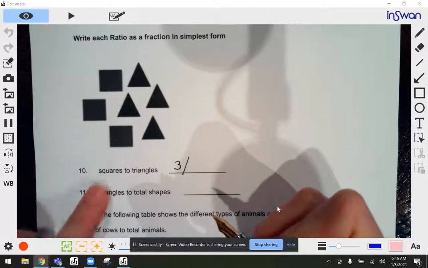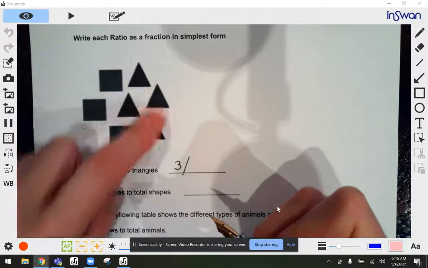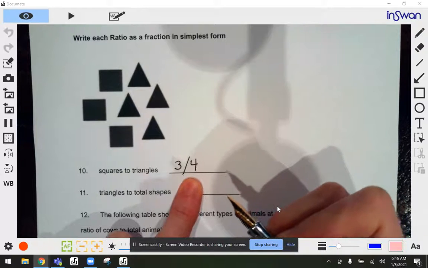And that goes on the top because it was first. And then the second number is triangles, 1, 2, 3, 4. Just like that. It can't be simplified any further, so that one's done.